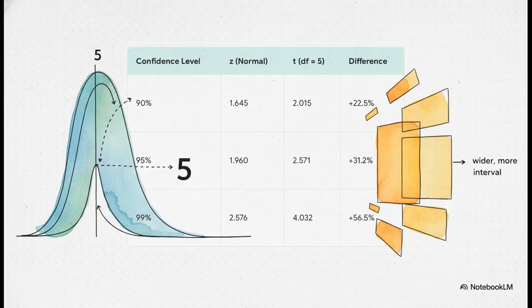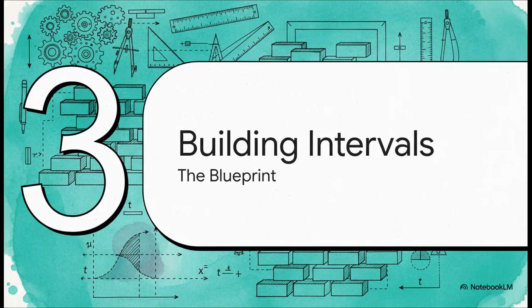And here you can see just how big a deal this is. Look at this comparison with a tiny sample, just 5 degrees of freedom. To get 95% confident, the t-value is over 31% bigger than the usual z-value you might use. That's a huge difference, and it directly makes our confidence interval wider and, frankly, more trustworthy. Okay, so we've got our tool, we know why it's the right one for the job. Now, let's get into the nitty-gritty and look at the actual blueprint for building a confidence interval with it.